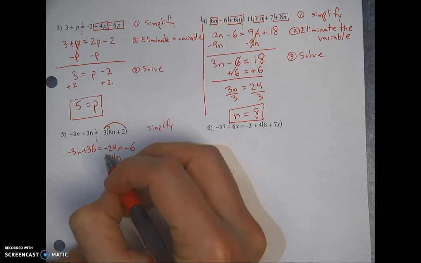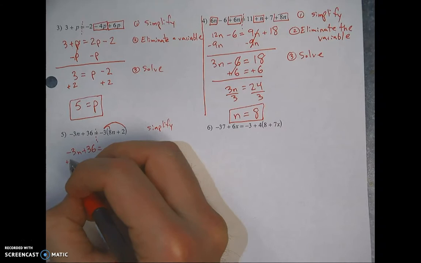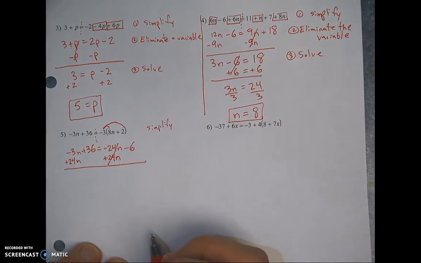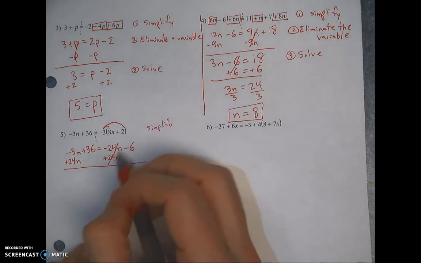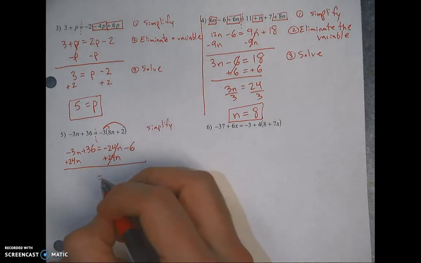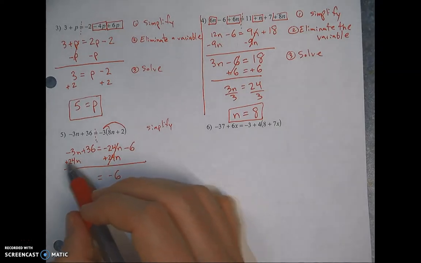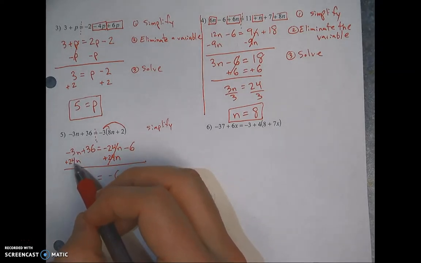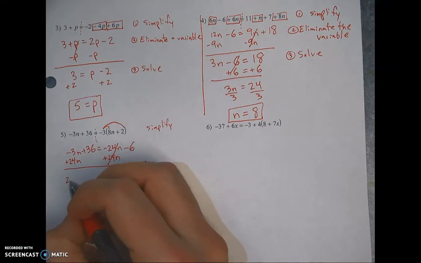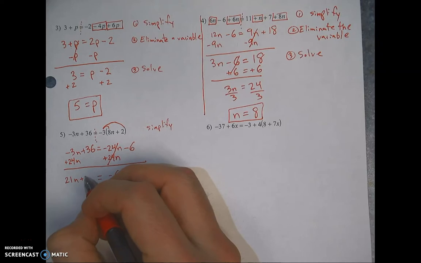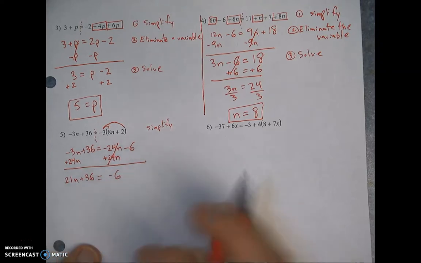So I need the opposite. So since it's a negative, I need a plus 24n. And I do the same thing on the other side of the equal sign. So I always like to start where my elimination happened. So this goes away, leaving me just negative 6, which means everything else is going to be on the left side. So negative 3 plus 24 is a 21n. And then I have a plus 36.